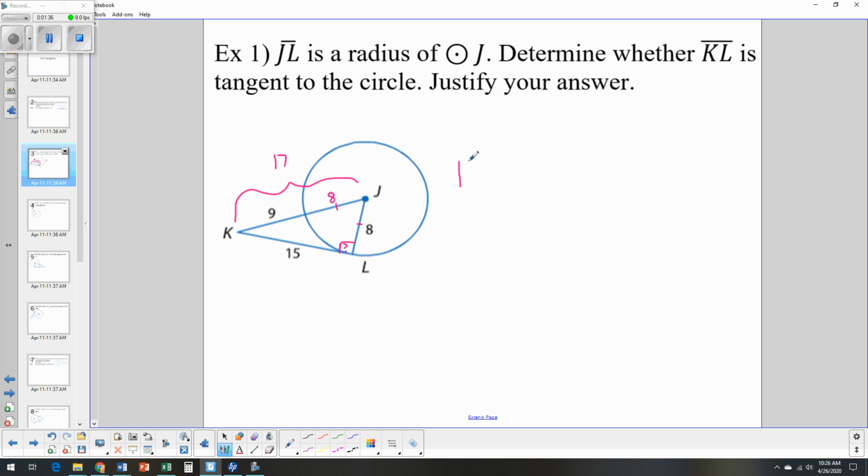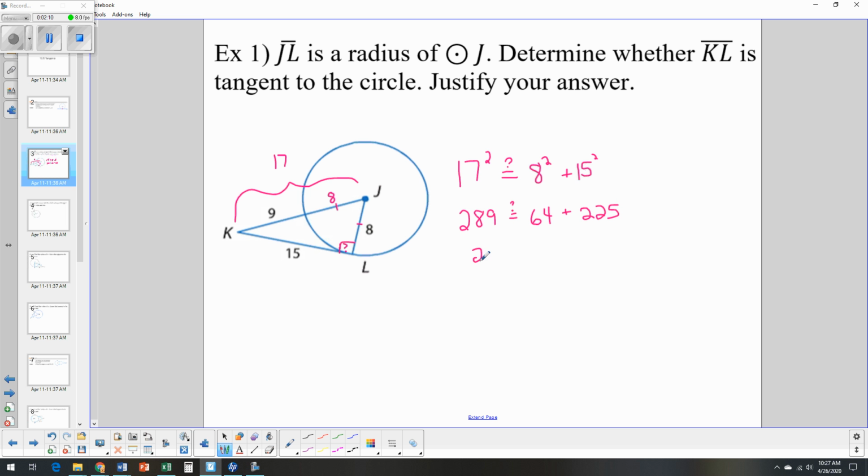So we're going to do 17 squared. You could either leave it blank or put a question mark over the equals sign, because we don't know if it equals yet. 17 squared maybe equals 8 squared plus 15 squared. So now we're going to do some math. 289 maybe equals 64 plus 225.